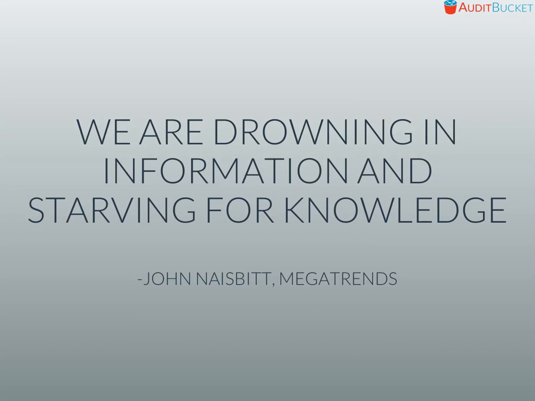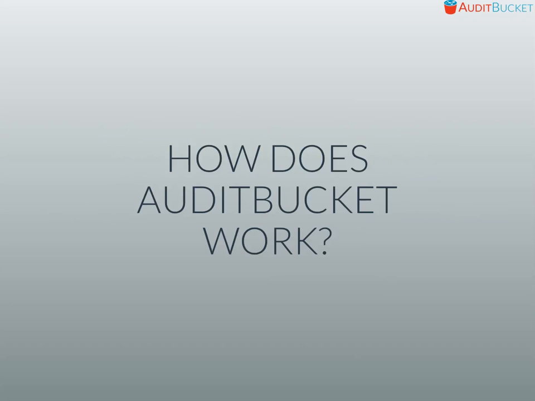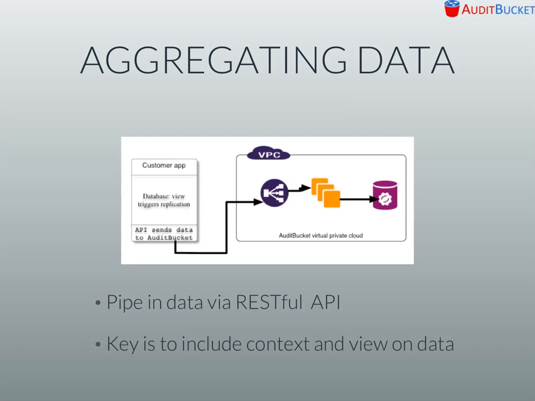So let's talk about how AuditBucket works and how it can help you cut through that noise and find information that you didn't even know was there. AuditBucket works by aggregating data into a NoSQL graph database format. We can use views or triggers within a database to create a replication of data into AuditBucket. We can then use a secure RESTful API call to capture that data. And if it's coming out of a relational database, we'll transform it into a NoSQL key-value pair on its way into AuditBucket. The key here is to try to capture as much context and metadata around that data as possible, so that later on when we're doing analysis, we have some business context to provide intelligence for.